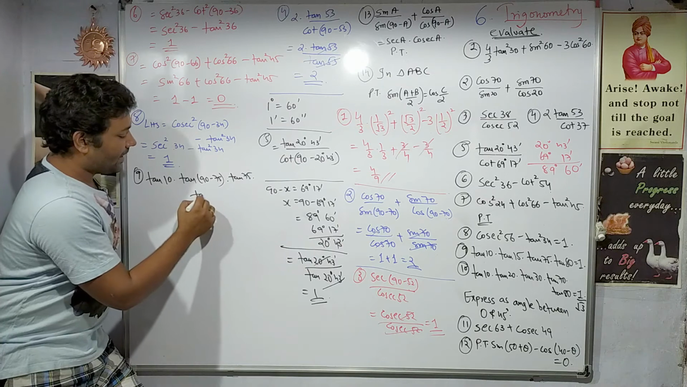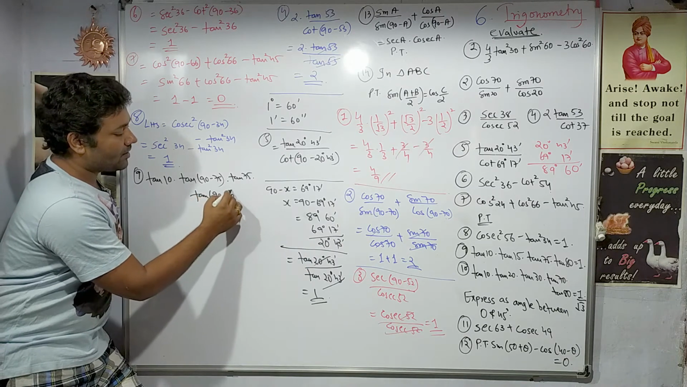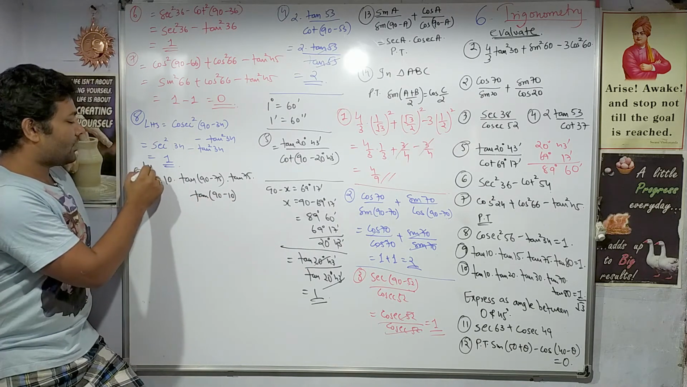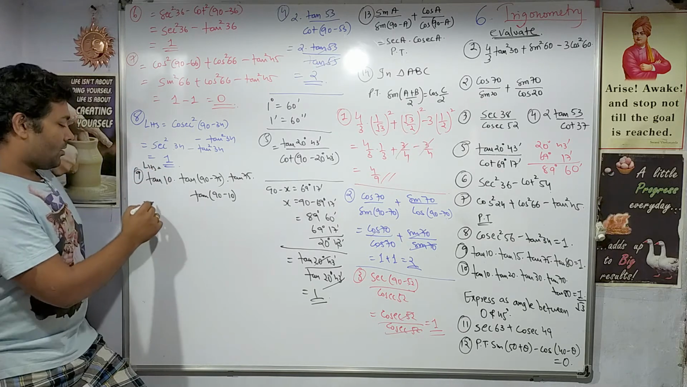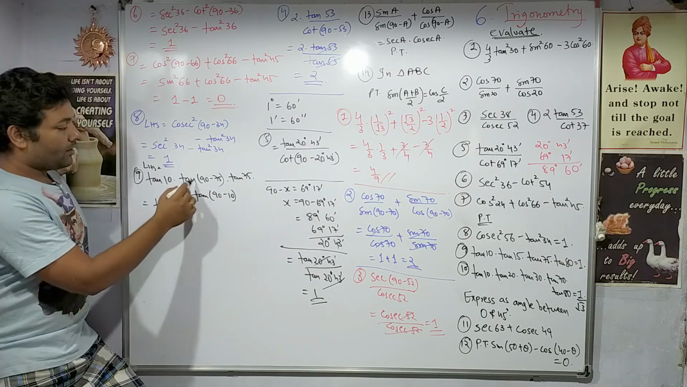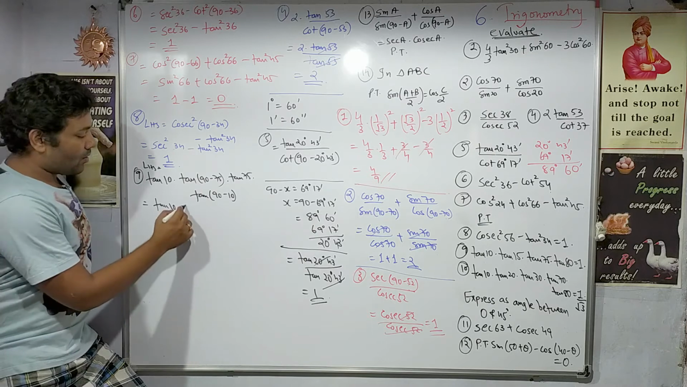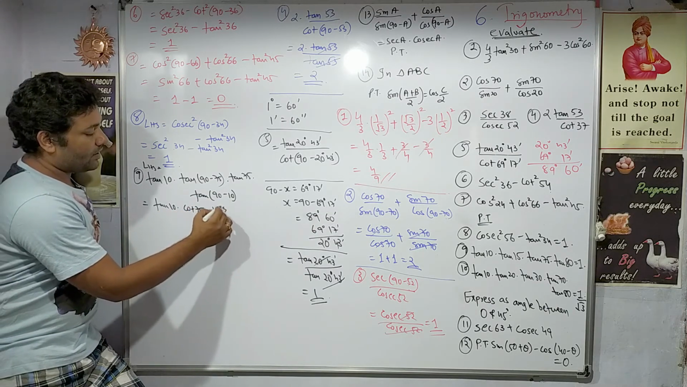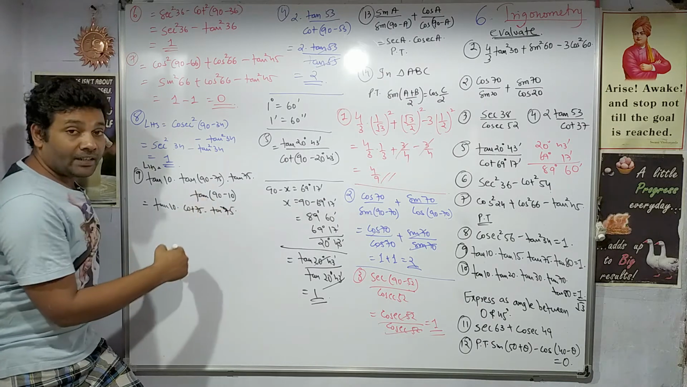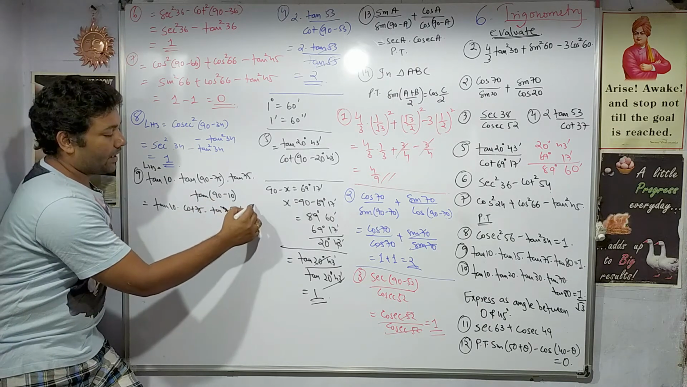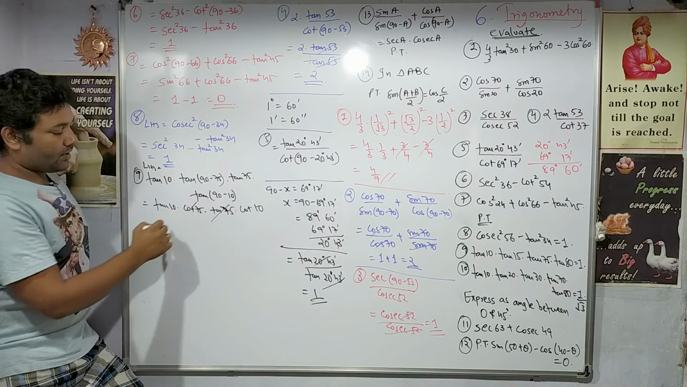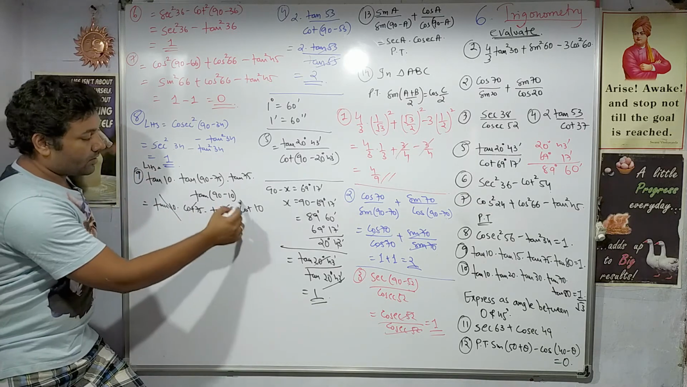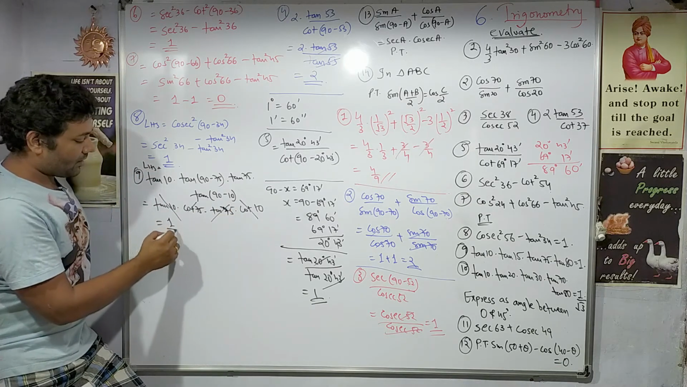So tan 10, tan 80. 80 can be written as 90 minus 10. Correct? So I have taken this LHS side. So tan 10, tan 10. Tan 90 minus theta, that is cot theta. So cot 75, tan 75 as it is. Tan 90 minus 10, so it is cot 10. Tan 10 cot 10, tan 75 cot 75, this will make 1. Ultimately the answer is 1.